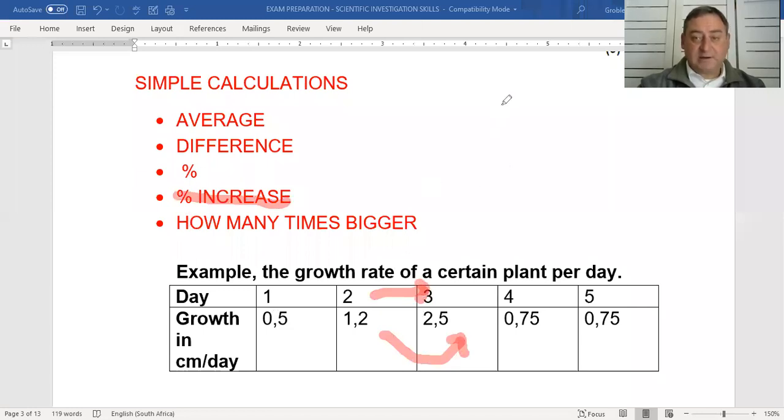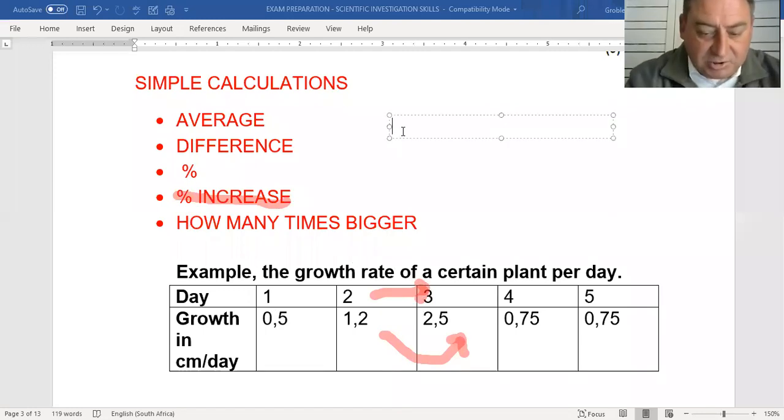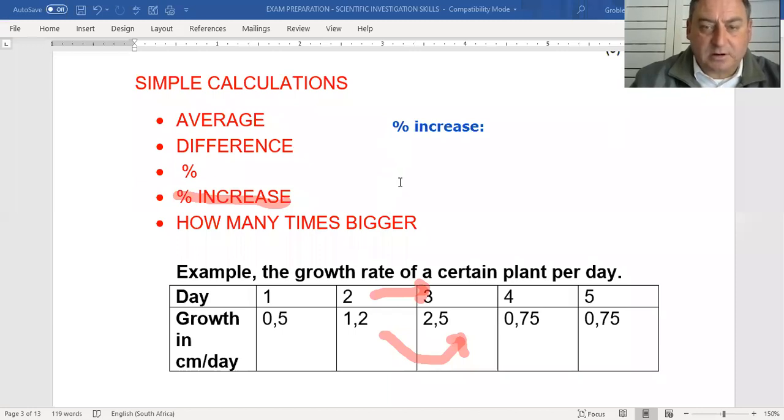Now that is a very simple calculation. Let's go and do that. So whenever you come across percentage increase, you do it according to this way, or this formula we can say. Increase or decrease, you do it like this. You say it's always a number out of the starting point. So you need to get the starting point.